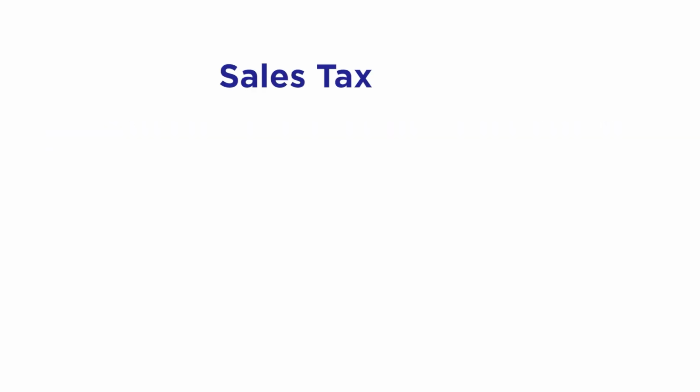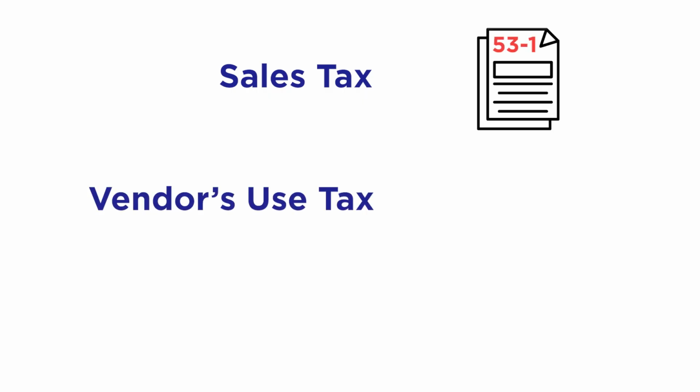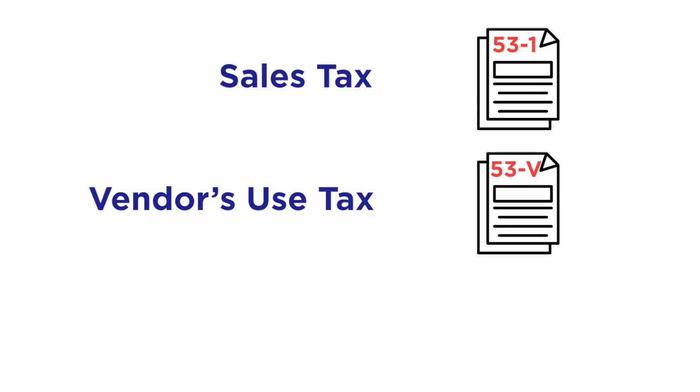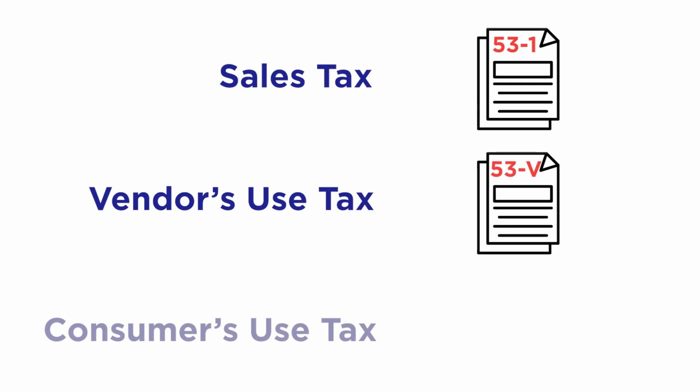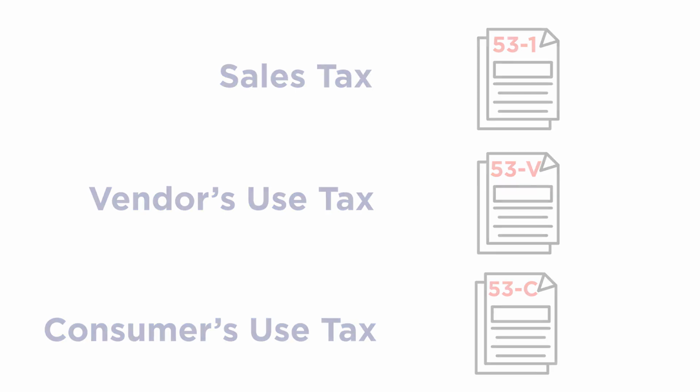If you are filing an amended sales tax return, use Form 53-1. If you are an out-of-state vendor filing an amended use tax return, use Form 53-V. For consumers filing an amended consumer's use tax return, use Form 53-C. Remember, amending your return may result in an overpayment or underpayment of the sales or use tax.